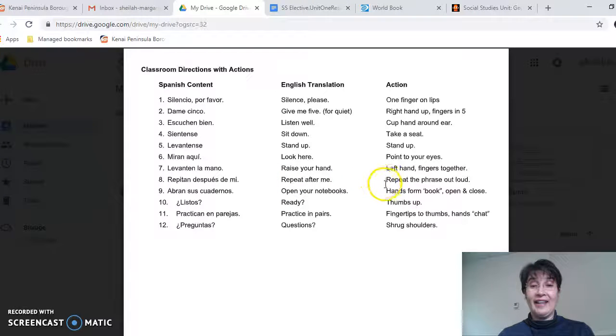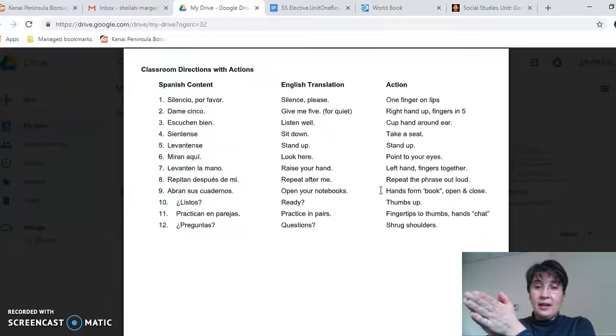So an easy way to practice that is simply to repeat the phrase out loud, because that is the action that you're doing, is to repeat the phrase that you're hearing from your teacher. Number 9 is abran sus cuadernos. Abran sus cuadernos. And abran sus cuadernos means to open your notebooks. Open your notebooks. So for this action, your hands would form like a book, okay? And you just simply open and close it. Abran sus cuadernos. Open your notebooks, okay?